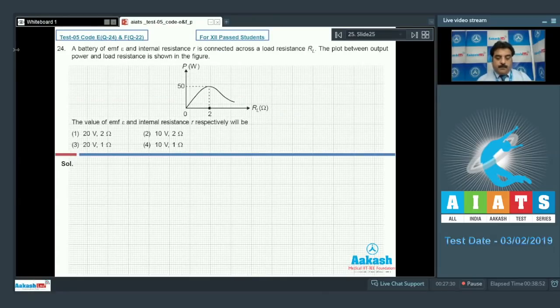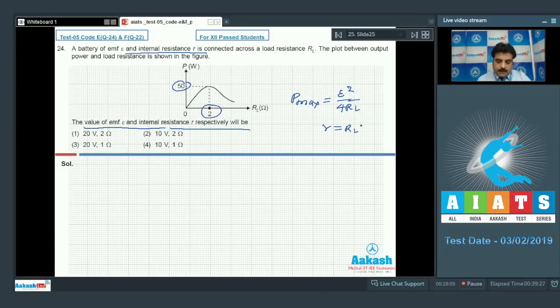In question number 24, a battery of EMF E and internal resistance r is connected across a load resistance RL. The plot between output power and load resistance is given. The values of EMF and internal resistance are, respectively, asked. So the question is asking for the EMF E and internal resistance. You can solve easily. You know the maximum power theorem: maximum power is E squared upon 4 times the load resistance, with the condition that internal resistance will be equal to external resistance.